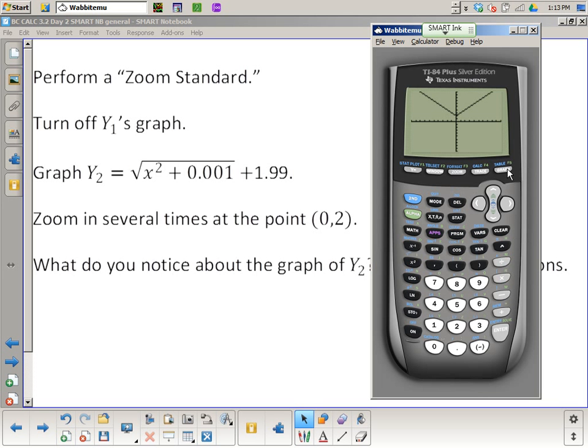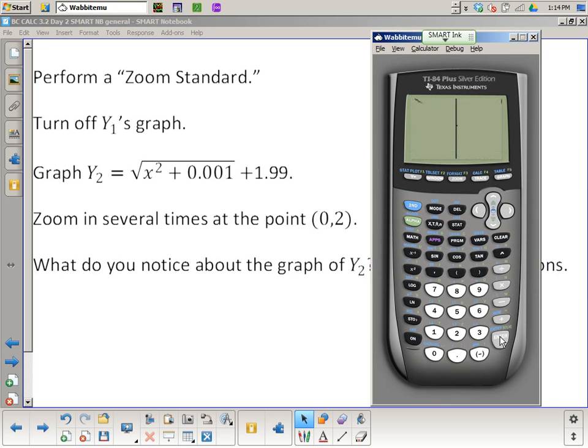What do you notice right off the bat? It's the same graph. Or is it? It's a different function, right? Let's zoom in. Okay, so we're zooming in at 0, 2 still. Move your cursor up there, roughly. Okay. Looks like the same graph. Let's zoom in again. Okay. Should we keep doing this? Yes, we should.